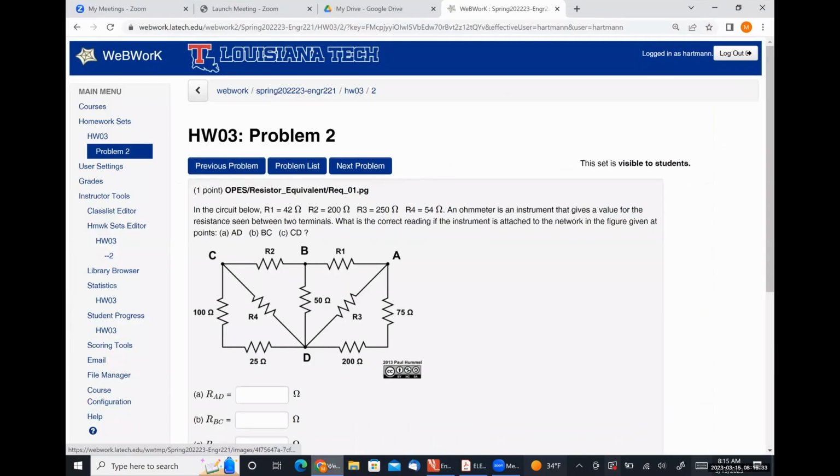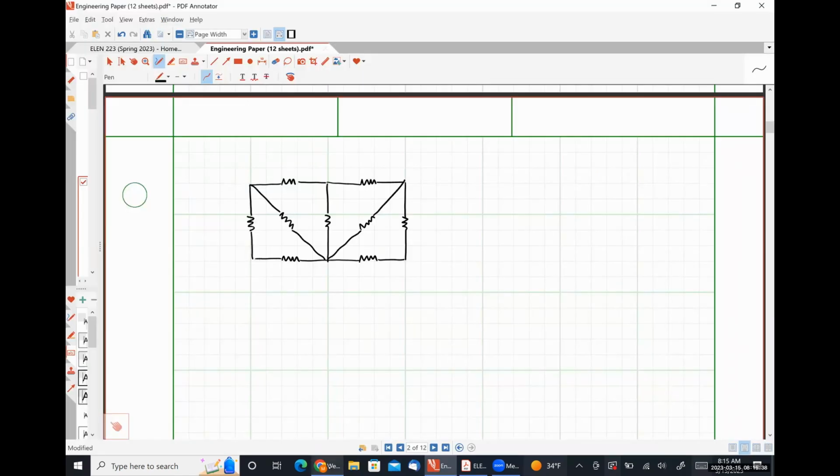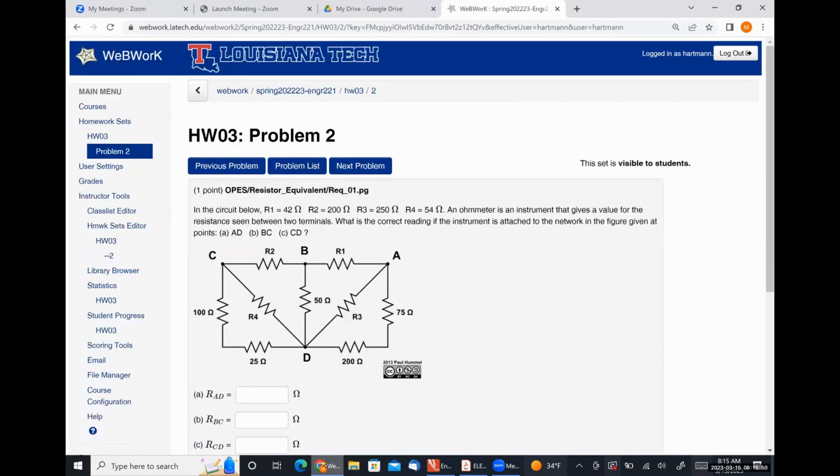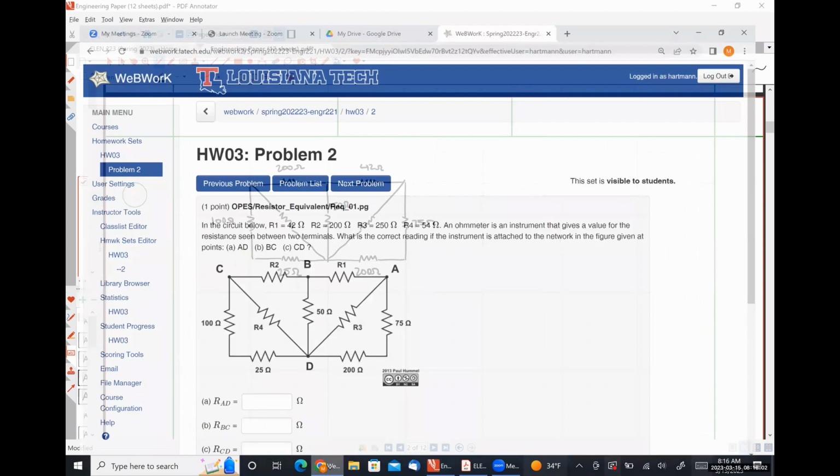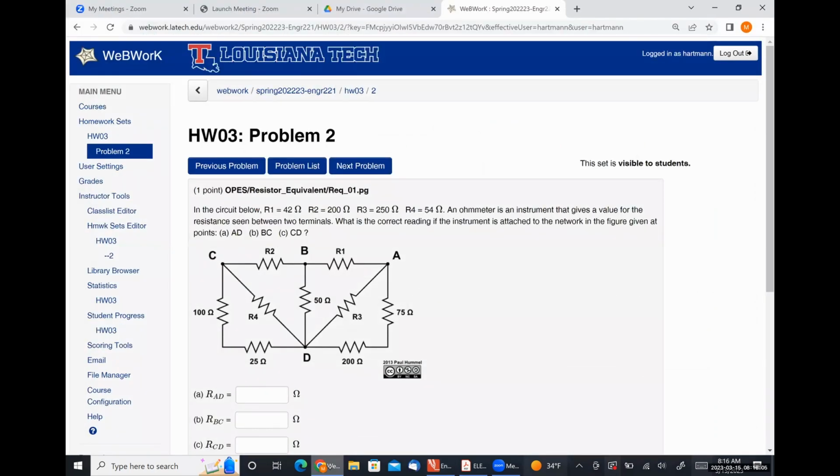And let's slap some numbers on this. So 100, 25, 200, 75. And then let's see, R2 is 200, R1 is 42, so 200 and then 42. R3 is 250, R4 is 54.